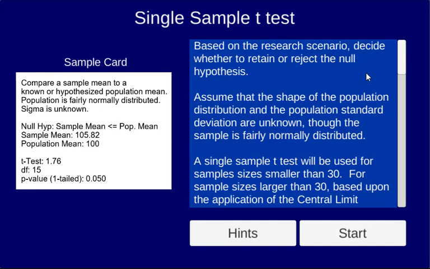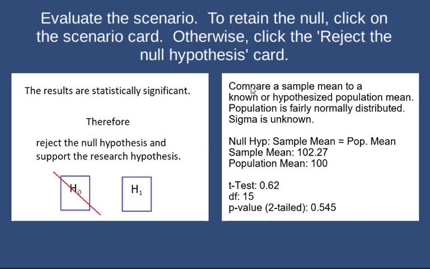We're going to focus on 10 scenarios related to the single sample t-test. To begin, we'll click on the Start button. So we're asked to evaluate the scenario. To retain the null, we'll click on the scenario card. Otherwise, we'll click on the Reject the Null card.